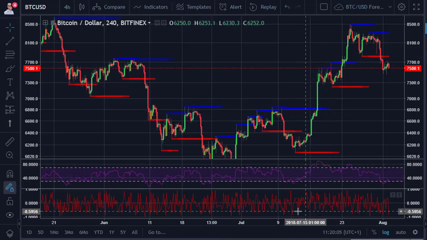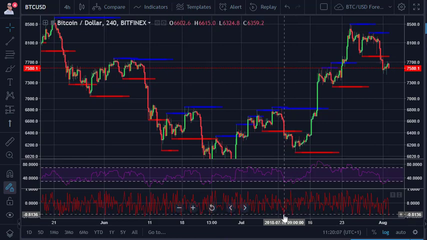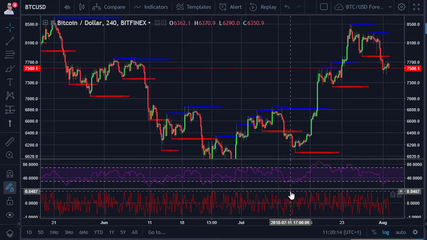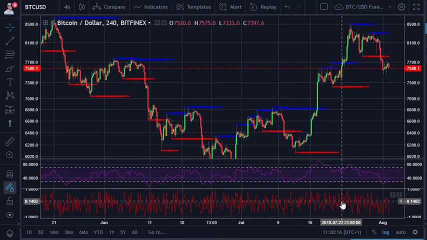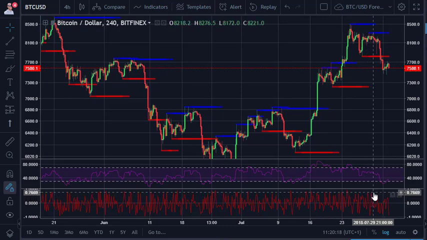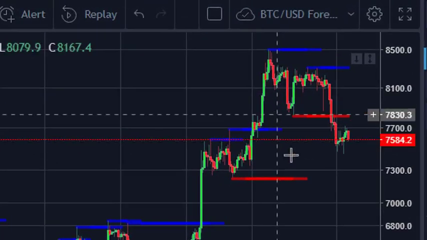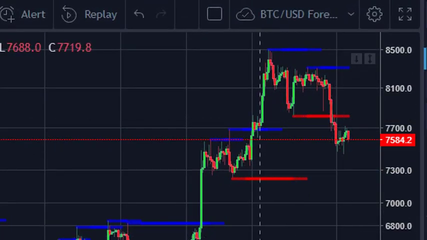Balance of power shows you whether the bears are winning, the bears drag the price down, and the bulls drag the price up. So it's a great indicator that seems to work very well with Bitcoin at the moment, and I do like this one for finding the levels too. So that is scalping.